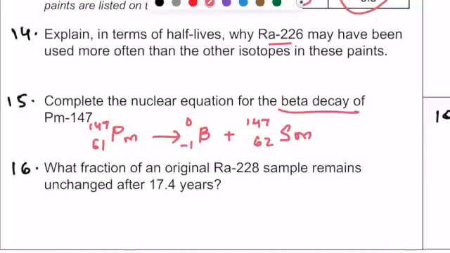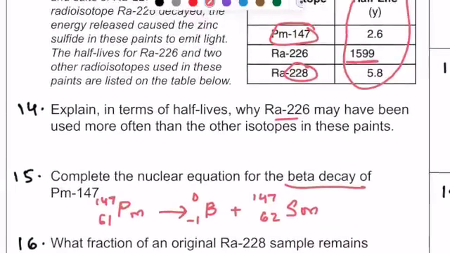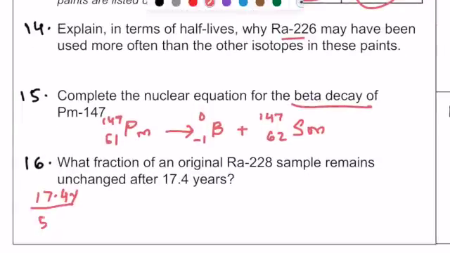What fraction of an original radium-228 sample remains unchanged after 17.4 years? After 17.4 years, the first thing that you want to figure out is how many half-lives have passed. We know that one half-life for radium-228 is 5.8 years. 17.4 is about 3 half-lives.